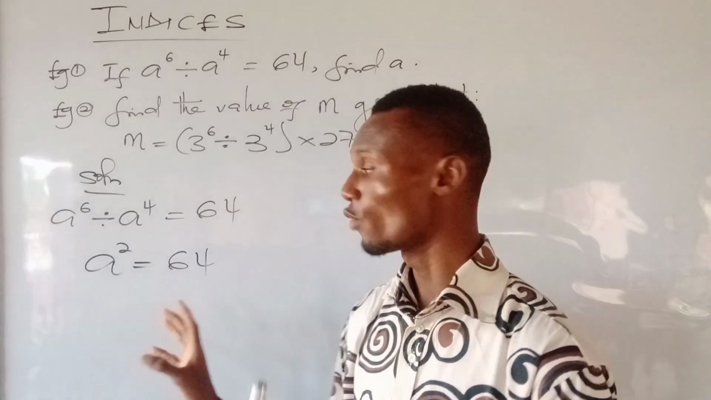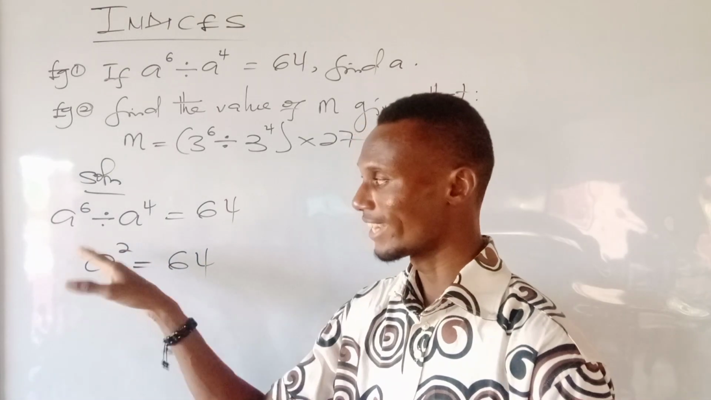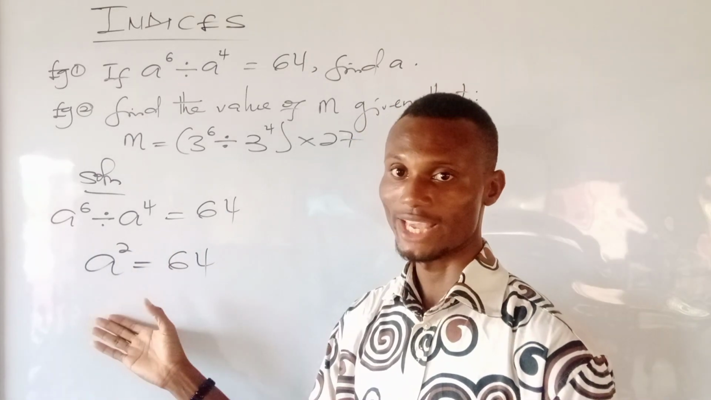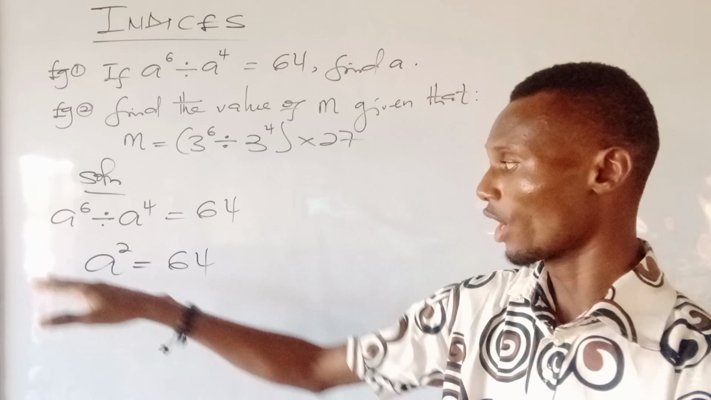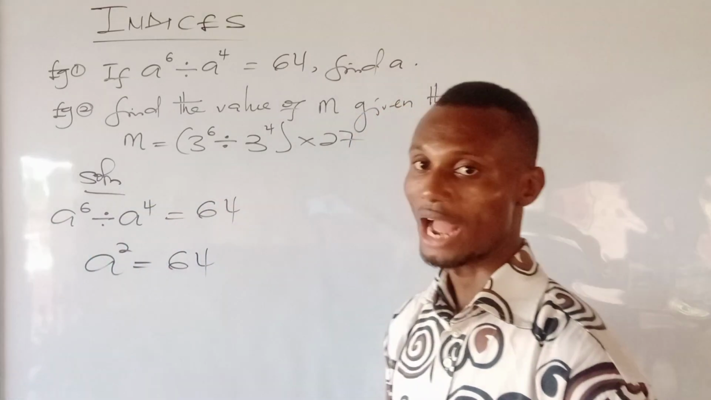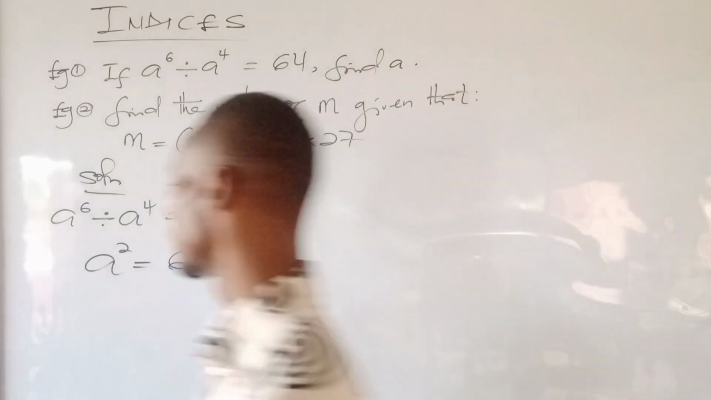Okay, and the only way to get rid of the power 2 so that we get a is to take the square root of both sides. Okay, so that's how to deal with it from here. So we are going to take the square root of both sides. Then the square root will cancel this power 2 away so that we can go ahead and get our final answer.